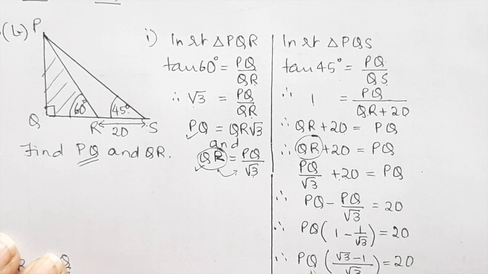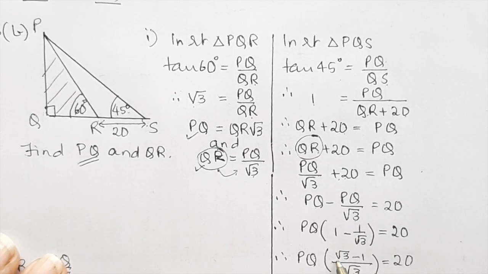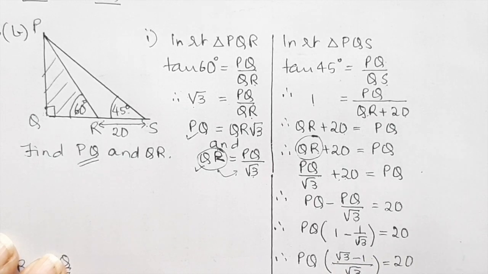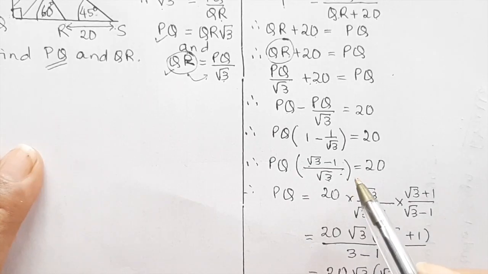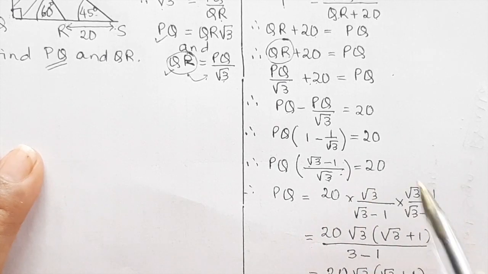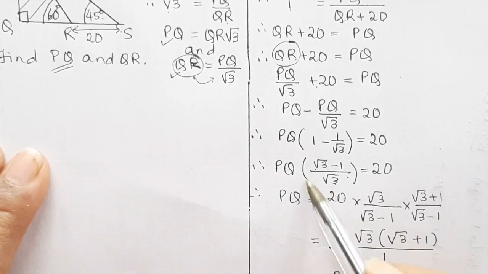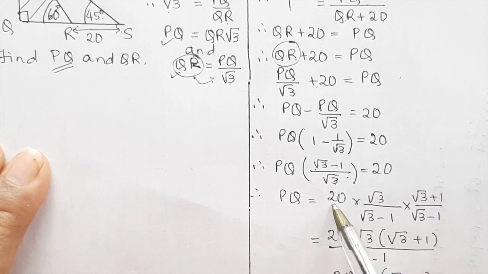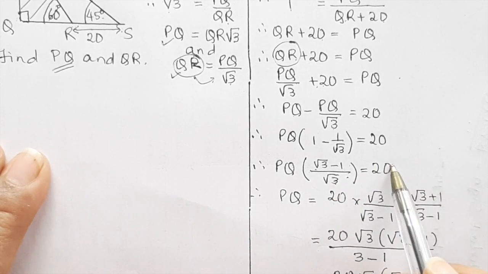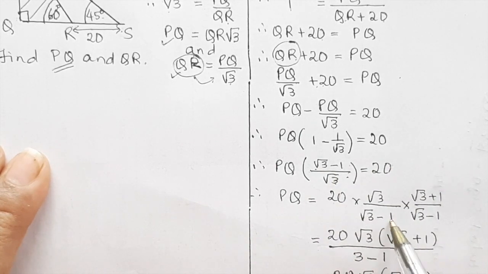We have to find PQ, so this we have to take to the other side. So we'll need to find the LCM. The LCM is root 3, and then in the numerator we get root 3 minus 1. Can you see that? Now all we have to do is just simplify this. PQ will be equal to, taking this to the other side, 20 into root 3 upon root 3 minus 1.